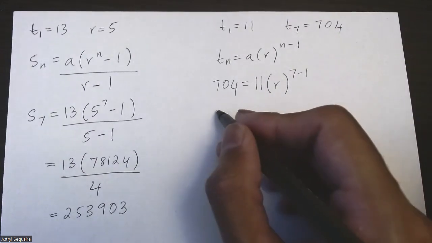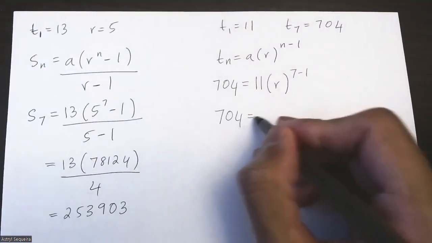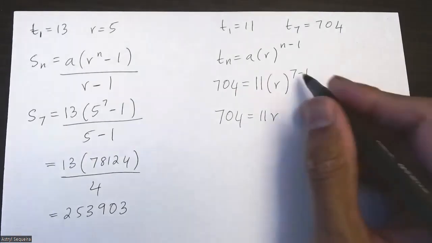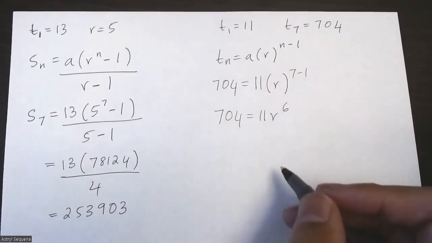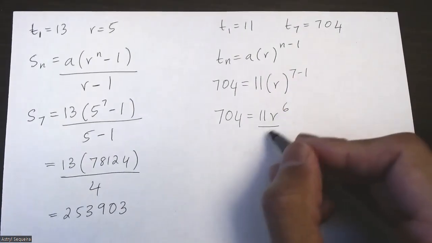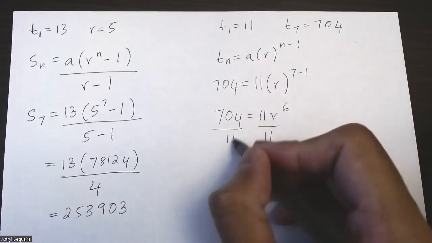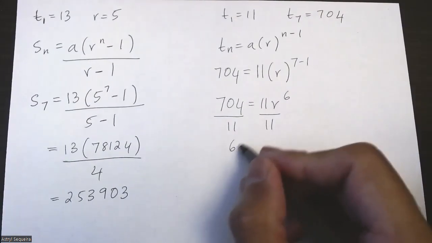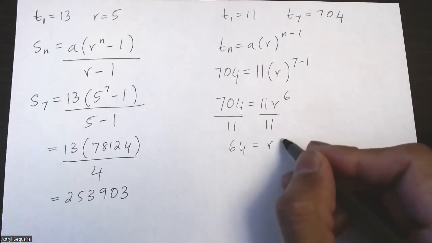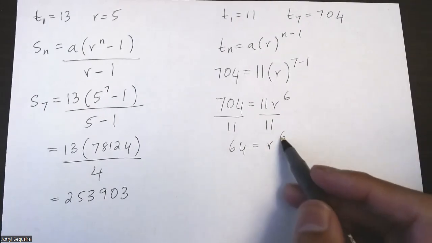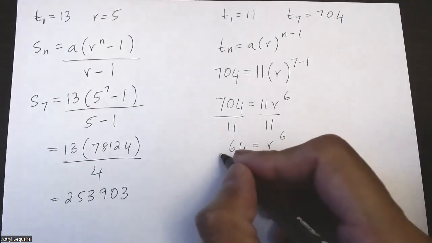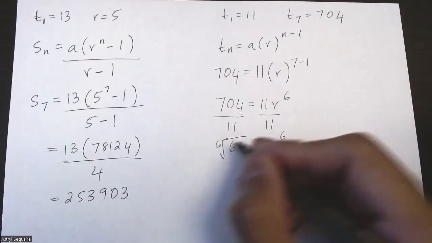So now I just have to solve for r. The first thing I'll do is the exponent. 7 minus 1 is just 6. Then I'll divide both sides by 11. And I get 64 equals r to the power of 6. And now to isolate r, I'm going to do the 6th root of both sides.